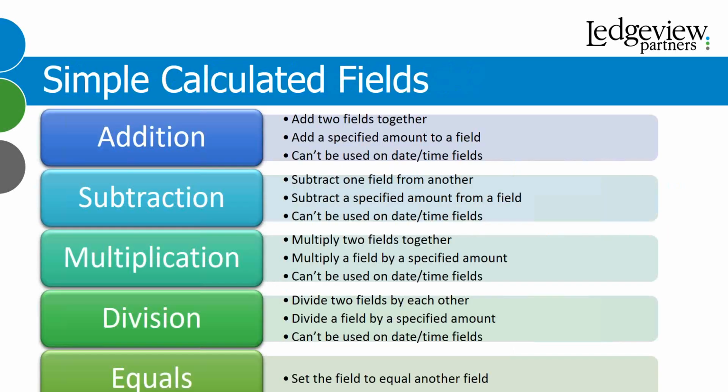Now there's 2 different types of calculated fields. I take that back. 2 types, meaning simple or complex. There's many different types of calculated fields. So you can do addition, where you simply add 2 fields together. You can add a specified amount to a field. However, all of these, addition, subtraction, multiplication, division, and equals, or in division, they can't be used on date and time fields. It's very, very important.